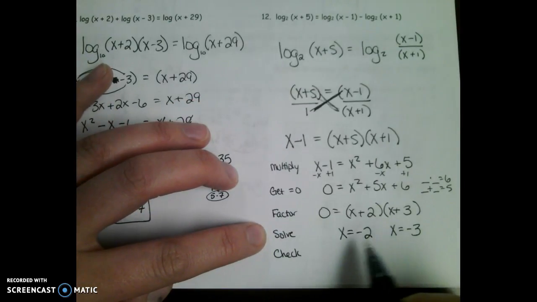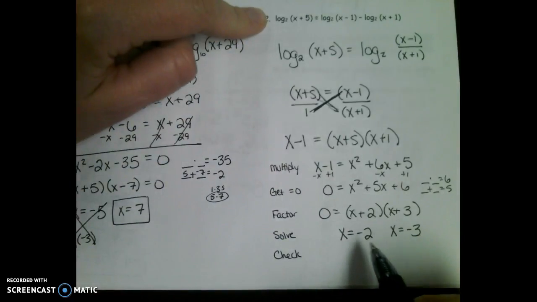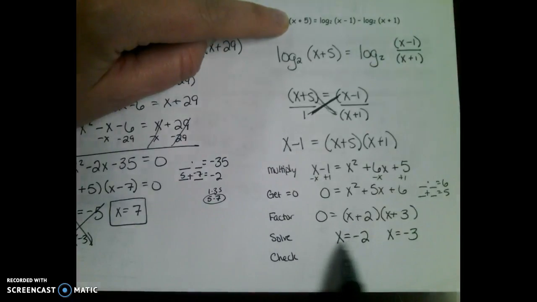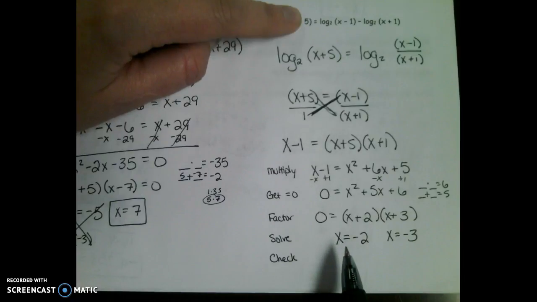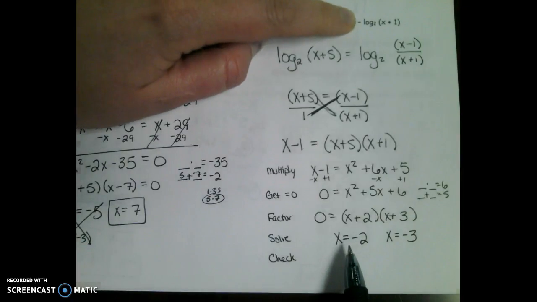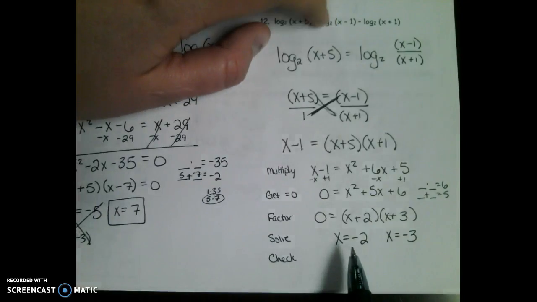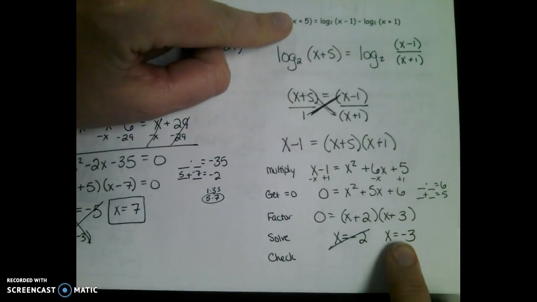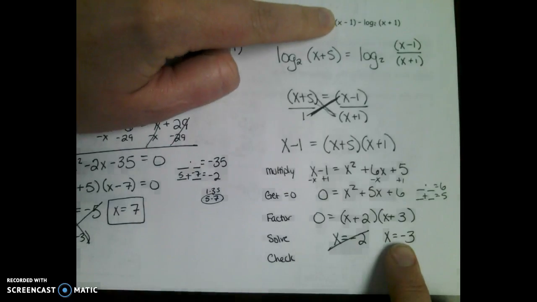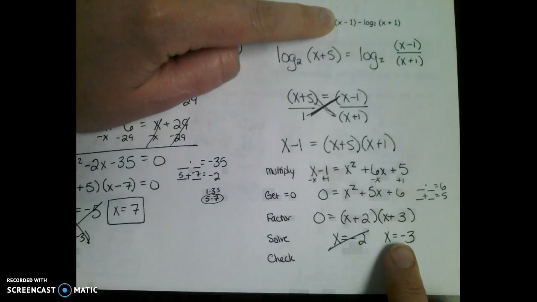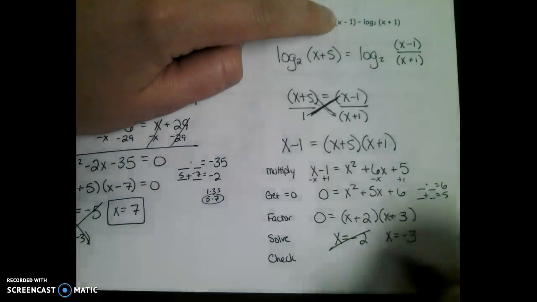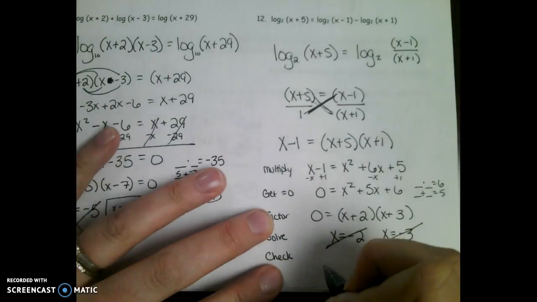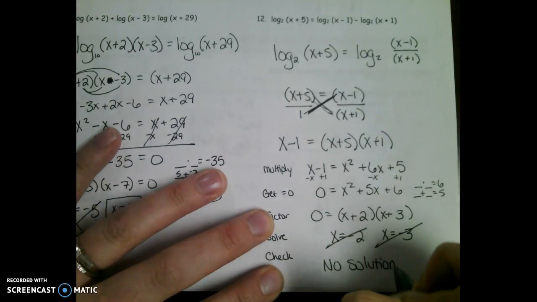Now we have to check both of these in the original equation. Not anything down here, back to the very original. So check the first one, -2. -2 plus 5 would be 3. That's positive, so that's good. -2 minus 1 would be -3. We can't have log base 2 of -3, so that is an extraneous solution. Check -3. -3 plus 5 is 2. That's okay. -3 minus 1 is -4. You can't have a negative inside the log, so that's an extraneous solution. What does it mean if both of your solutions are extraneous? It means there are no solutions.